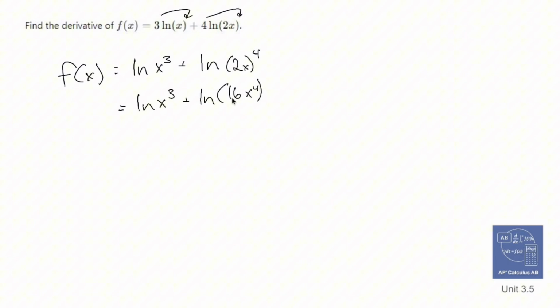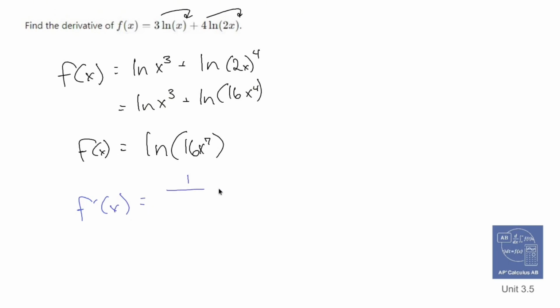Now these guys, I haven't done anything, they haven't been added yet. When you add two logs or add two natural logs, you multiply the inside. So that's going to equal ln of 16x to the seventh, like that. Okay? So if that's f of x, then f prime of x is going to involve the chain rule. F prime of x is going to equal 1 over, keep the inside stuff, 16x to the seventh, but multiply everything by the derivative of the inside stuff.